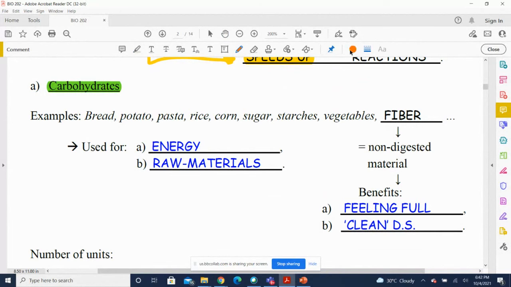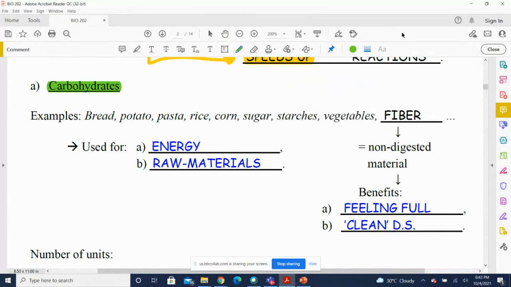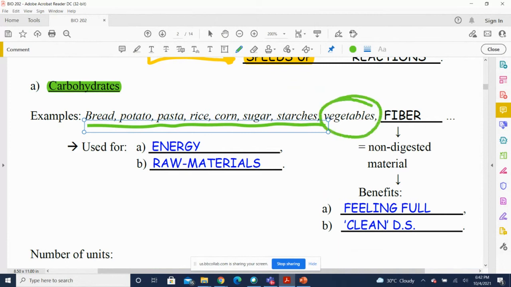So in terms of the carbohydrates, what do we need to know about the carbohydrates? Well, some good questions would be the sources of carbs, and often students are really good about listing things such as bread, potatoes, pastas, rice, corn, sugars, and so on. But remember that this also includes a large group of various different kinds of vegetables. So a lot of the green stuff can be good sources of carbs as well.